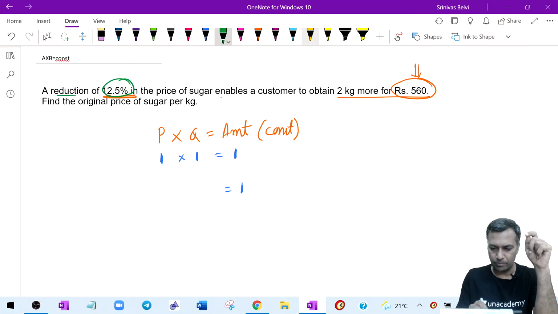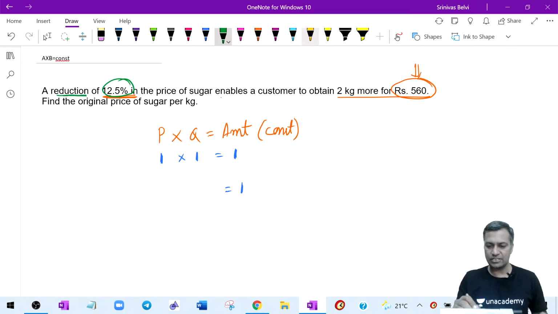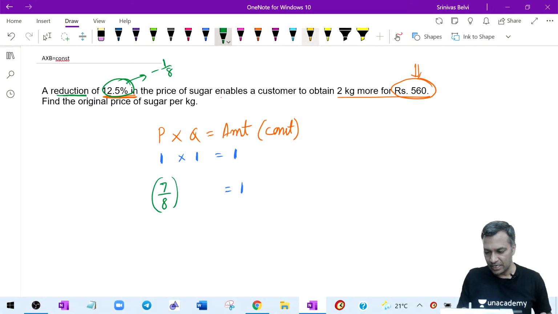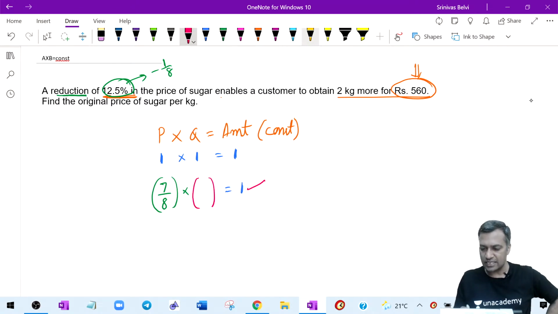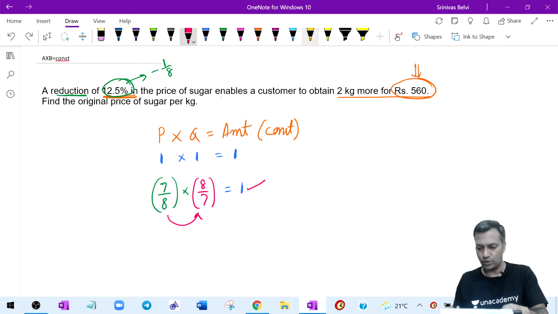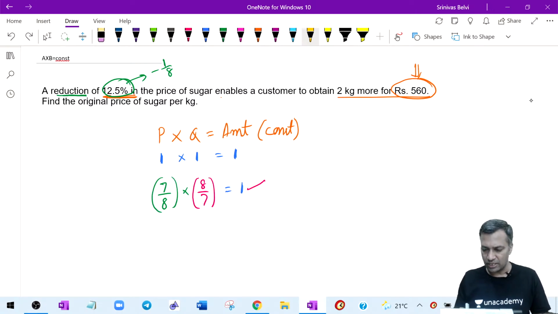First let's see this. The price got decreased by how much? 1 by 8. Therefore, what is the multiplier? Write the multiplier always 7 by 8. If it is 7 by 8, what should be the quantity so that I will get output as 1? Naturally, you have to write the inverse of this number. It should be 8 by 7. Only then 8 gets cancelled, 7 gets cancelled, and you will get the value as 1. There is no choice in the matter. So therefore, this should be this.